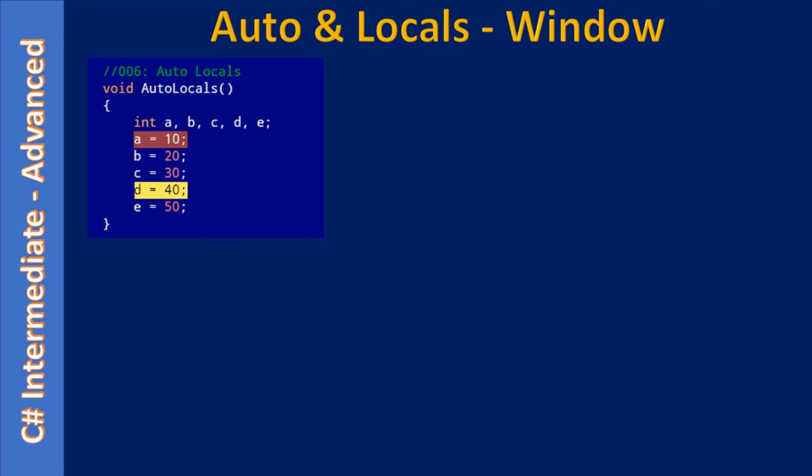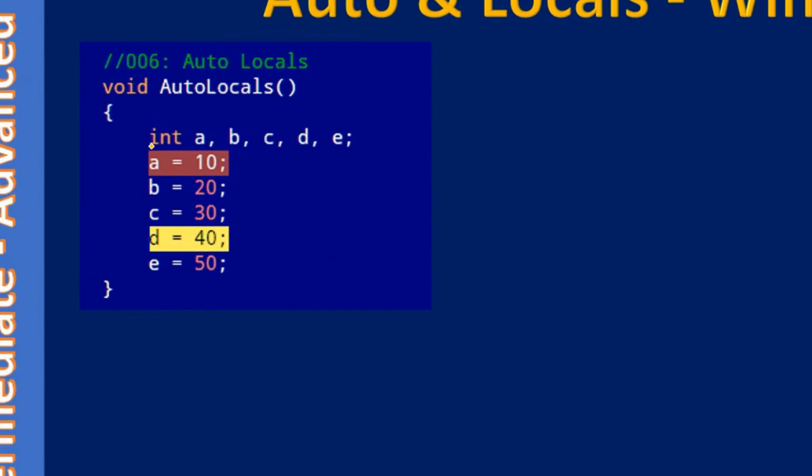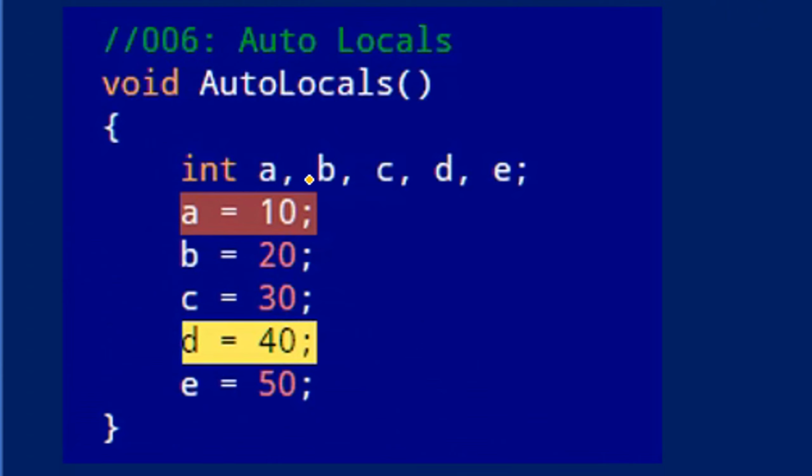So consider this function. The function name is auto locals. So here in this function auto locals, we have 5 variables A, B, C, D and E. Then we have 5 statements, and in each statement we are initializing the variable values. Here it shows the breakpoint is at first assignment A equal to 10, and let us assume you are going through the step over option and we're staying at line 5 or D equal to 40.